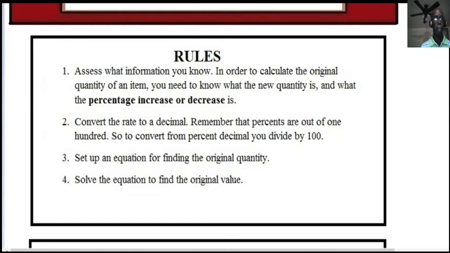2. Convert the rate to a decimal. Remember that percents are out of 100. So to convert from percent to decimal, you divide by 100. 3. Set up an equation for finding the original quantity. 4. Solve the equation to find the original value.